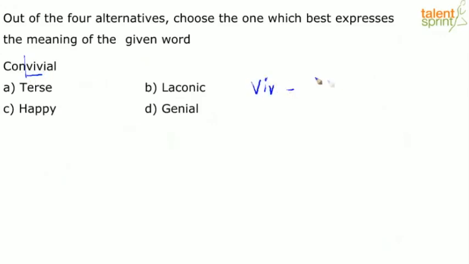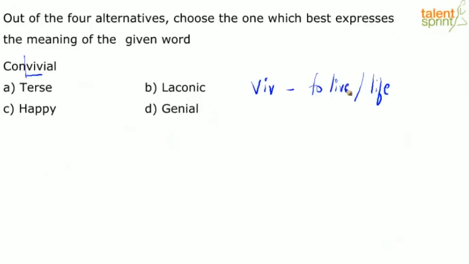Viv means to live, life, right? And from the given options, sometimes you may not know the meaning of certain words like terse and laconic and genial. Now, from the given options, also you could dissect it and come up with words, right?